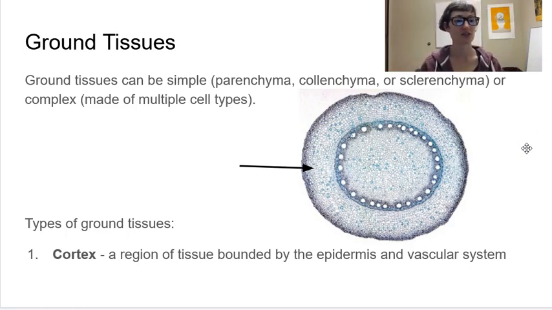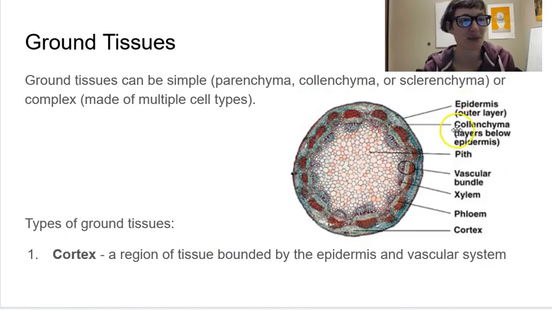So the primary tissues you're looking at here are separated into two distinct regions, so we're going to give them special names. This outer region that's between the epidermis and the vascular tissue is going to be called the cortex. So that term, cortex, is fully defined by this region where it exists, between the epidermis and the vascular system.